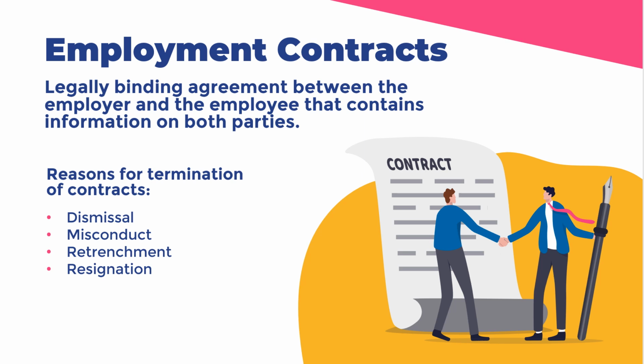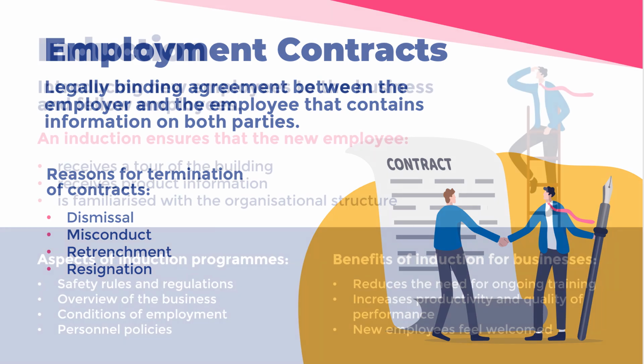An employment contract is a legally binding agreement between the employer and the employee, containing information on both parties. Dismissal, misconduct, retrenchment, and resignation are some reasons for the termination of contracts.